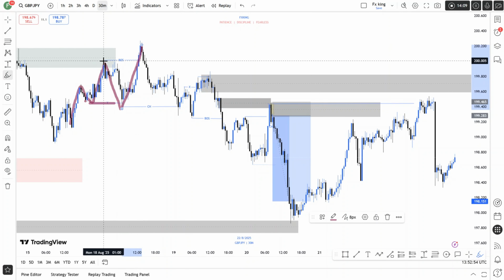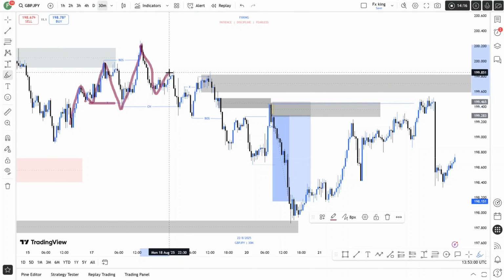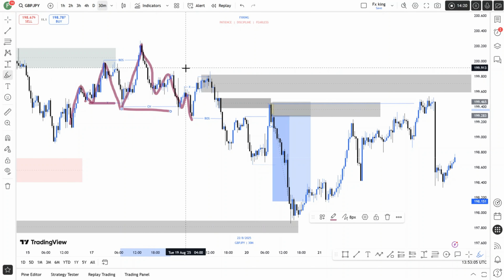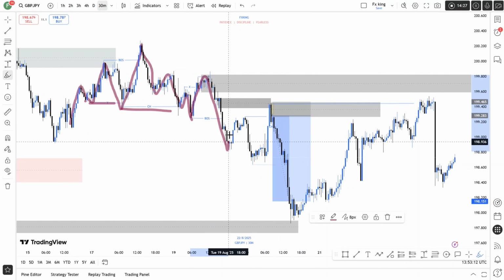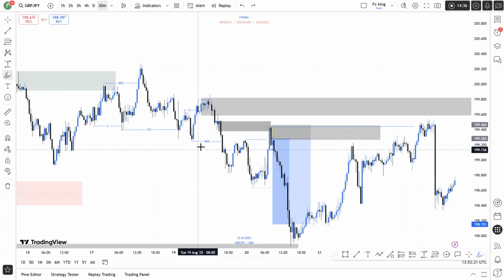But now after this market took out this internal structure, it created a break of structure here. But eventually the market went back down and took out the low of this internal structure, giving us a change of character to the downside. So after this change of character, you can rightfully see that the market has pretty much been bearish here. We also have this break of structure here showing us that the market pretty much wants to remain bearish.